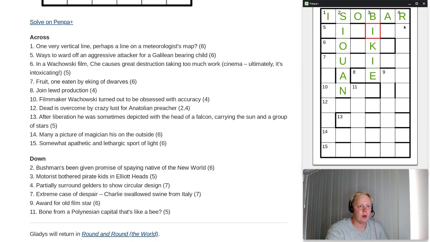Then we can look at 4 down as well. So here we are, partially surround elders to show circular design, and we have an R at the start. To show is often like a connector. You do the wordplay to show the answer, which then would be circular design. Well, if this is the wordplay, there's a couple of indicators. Surround can mean you surround something with another thing. You put the surrounding thing around something. You put a word around the other word.